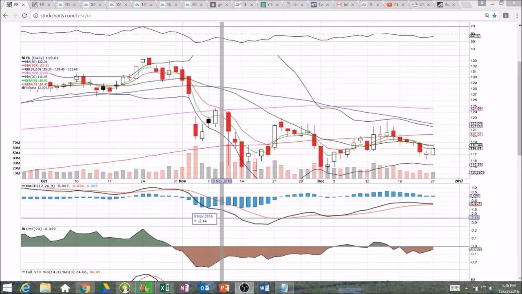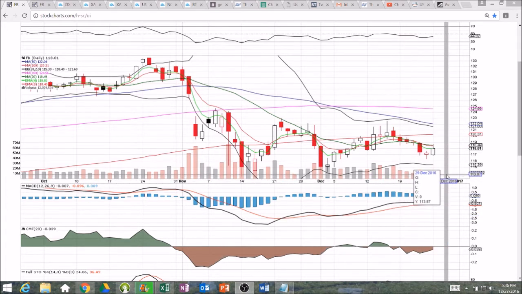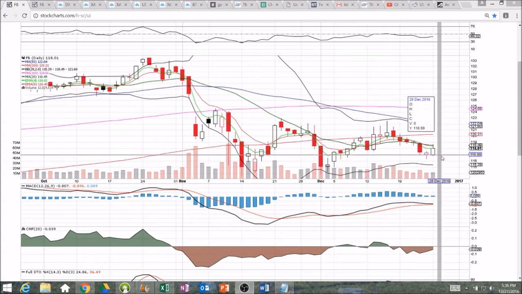Looking at Facebook, and a bit of a mixed bag today. We did see a rejection from the middle Bollinger Band daily resistance. That level is 118.49, but we did confirm the bullish reversal hammer from Friday. So we need that middle Bollinger Band as support tomorrow to see this bounce attempt follow through.